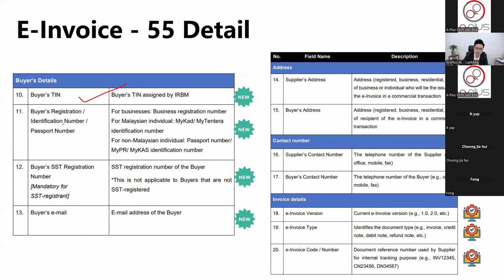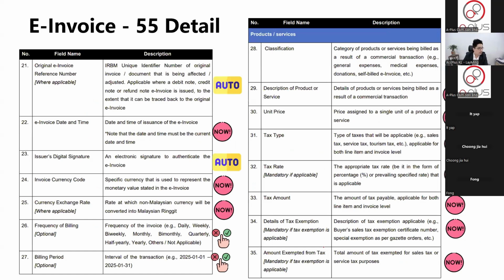Okay, next time when you want to raise the e-invoice, you just choose the buyer and all the information will automatically come out already. Like this, all things can be handled by the software: supplier address, buyer address, contact number, versions, type, code. So I do not really repeat this again because you can look at it by yourself. But I can say most of the time, you can use the software to handle it.